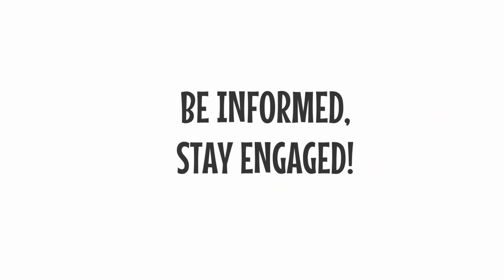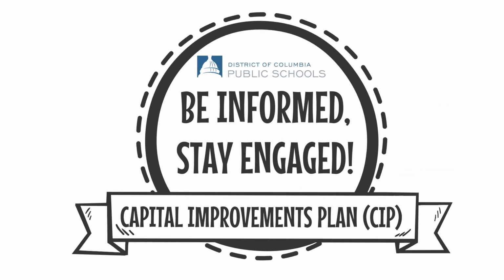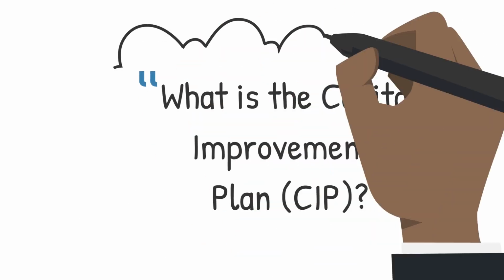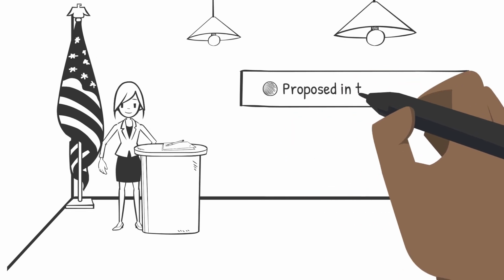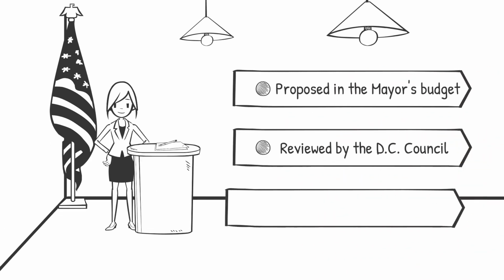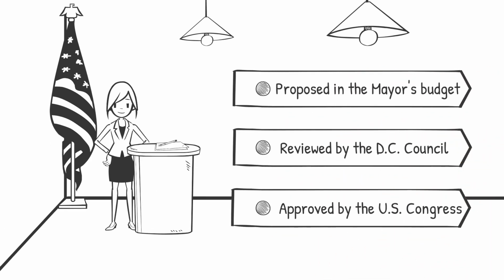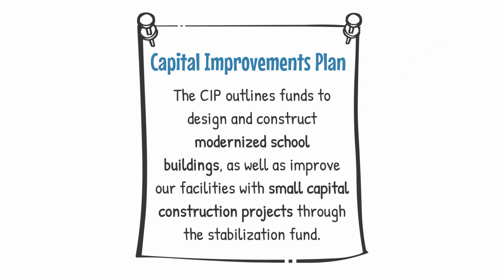You may have heard of the CIP, but are unsure of exactly what it is and how it works. Capital Improvement Plan funds are proposed in the Mayor's budget, reviewed by DC Council, and approved by the U.S. Congress. These funds are used by all DC agencies. For DCPS, the CIP outlines funds to design and construct modernized school buildings, as well as improve our facilities with small capital construction projects through the Stabilization Fund.